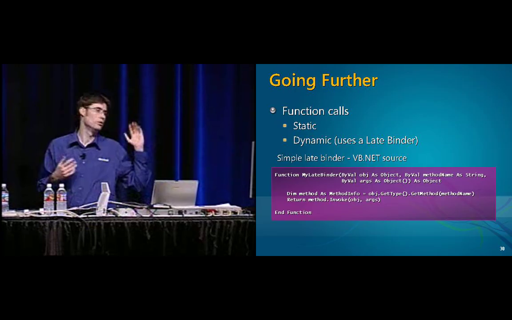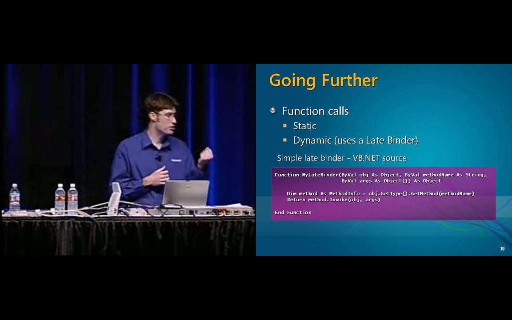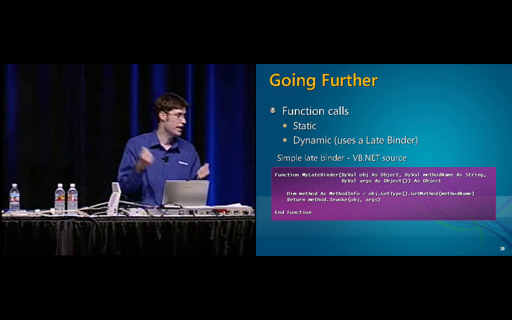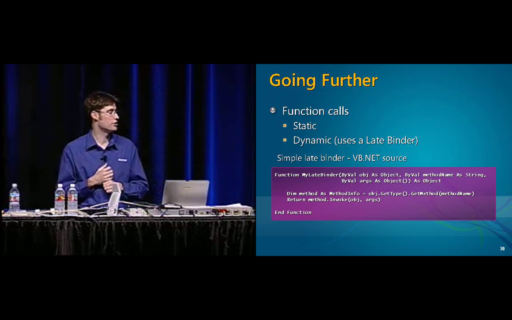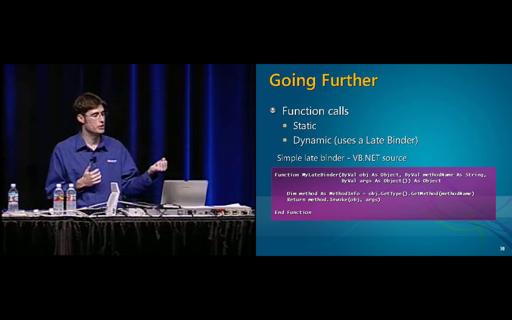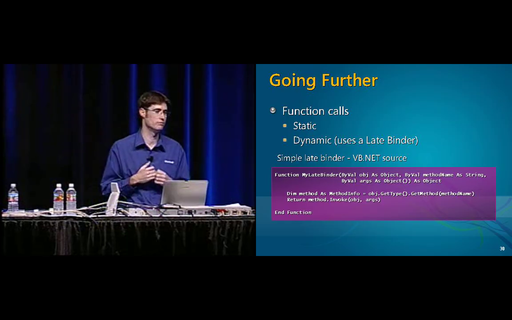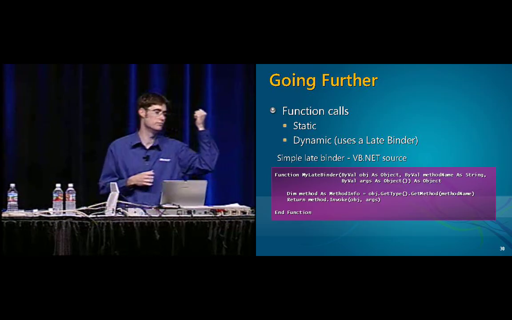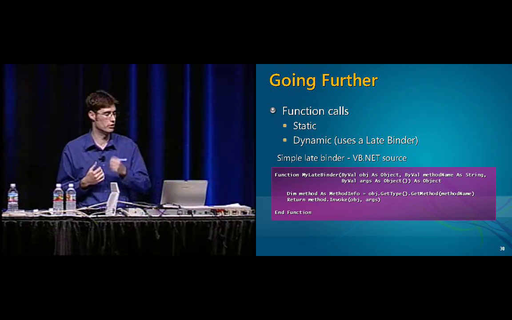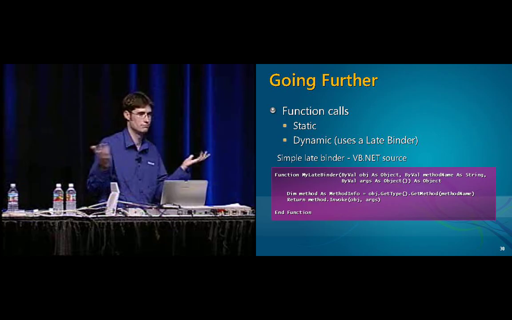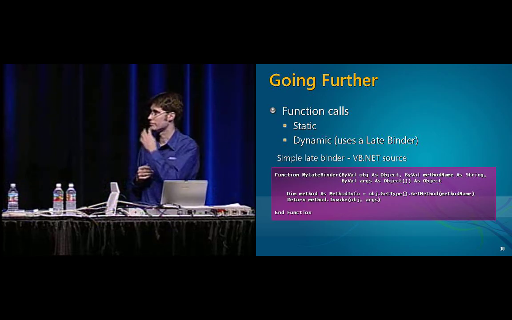Well, here's a simple late binder. My late binder takes an object, takes a method name as a string, and takes a list of arguments. A simple late binder might do something like this. Go and get me the type of the object, and go and get me a method with this method name using reflection. I now have in my hand a method info. Now I just want to invoke it, passing in the obj as the guy to invoke on, and passing in the arguments. Pretty simple.